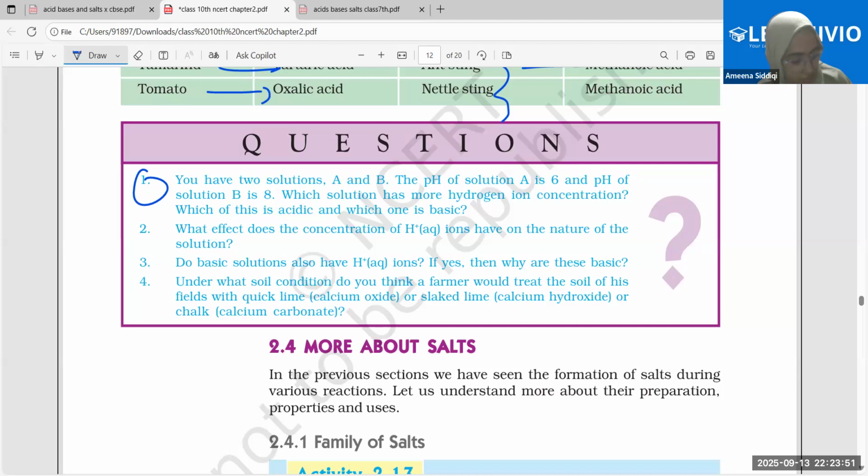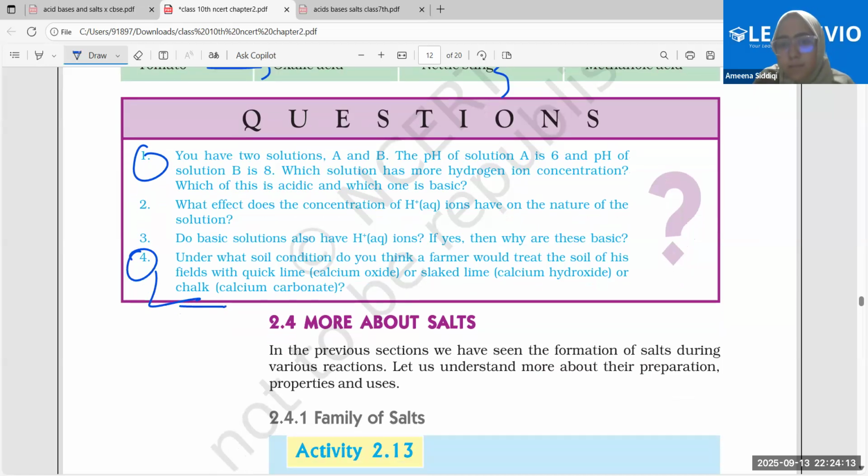Solution A has more hydrogen ion concentration than solution B, and A is more acidic. A is acidic and B is basic. So the third question, we have already discussed this. Fourth question, I just now discussed this. Okay. So quickly go through it. If there's any confusion, we'll discuss it.